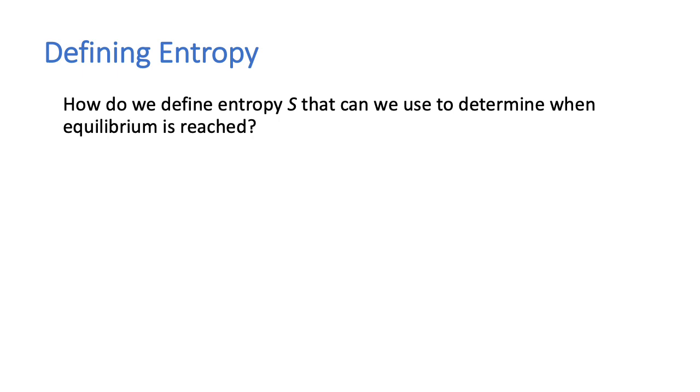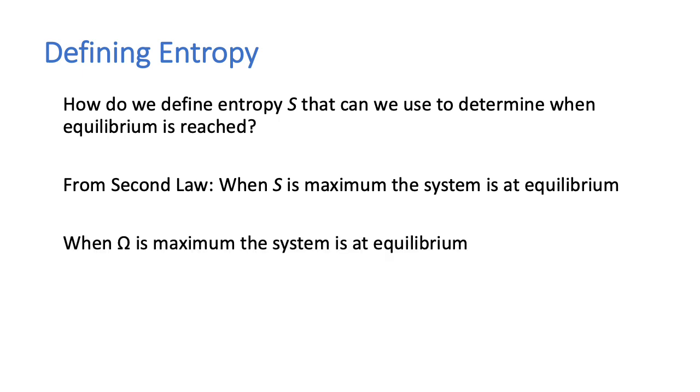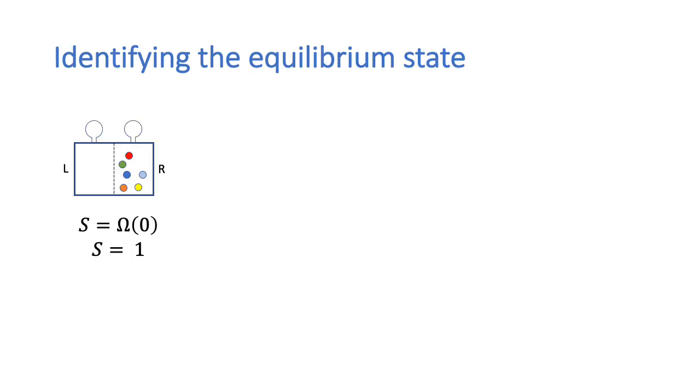So based on this information about the distribution of particles, can we define a value of entropy S that we can use to determine when equilibrium is reached? From the second law, we know that when S is maximum, the system is at equilibrium. And we have just shown that when omega is maximum, the system is at equilibrium. The obvious conclusion seems to be that we should select S as being equal to omega.